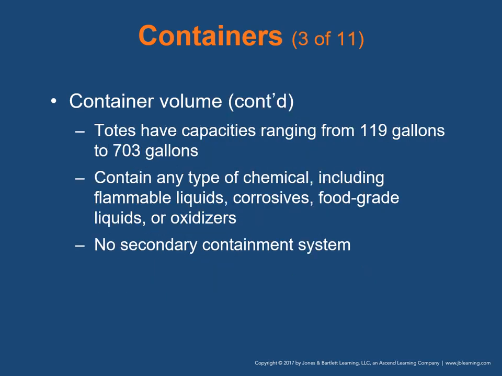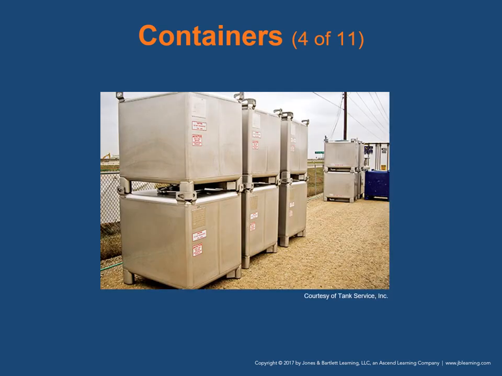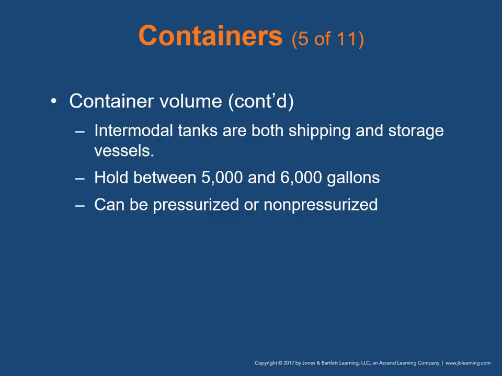Totes have capacities ranging from 119 gallons to 703 gallons. They can contain any type of chemical, including flammable liquids, corrosives, food-grade liquids, or oxidizers. Shipping and storage totes can be hazardous because they have no secondary containment system. Here's an example of totes containers. And you can see it's just the container and the material inside. Whereas at a large facility, you'll have a storage area, and depending on what is being stored, there'll be some type of containment dome or building around it.